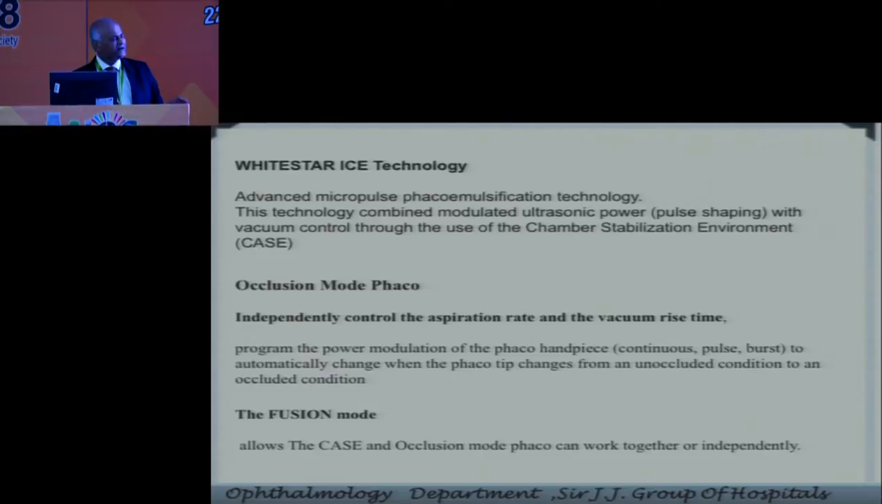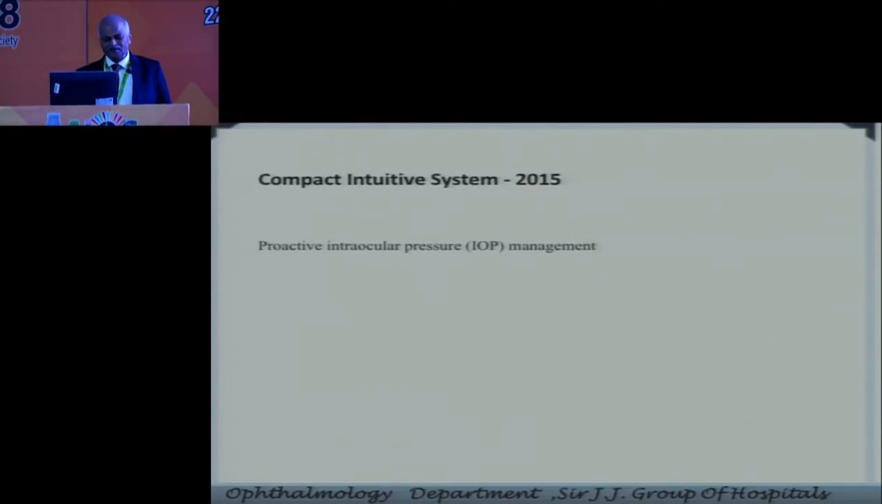And the fusion, what is the fusion now here? It allows the chamber stabilizing environment and occlusion mode Phaco to work together or independently. See, both can work together or independently. Now the compact intuitive system. Now intuitive means what? Intelligent. It can decide itself. And this is the proactive intraocular pressure, like in Alcon, where the IOP is managed by the intuitive system here.